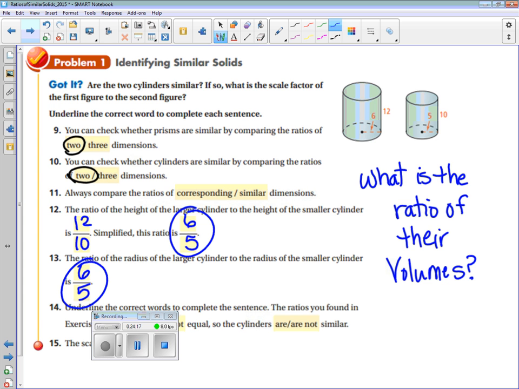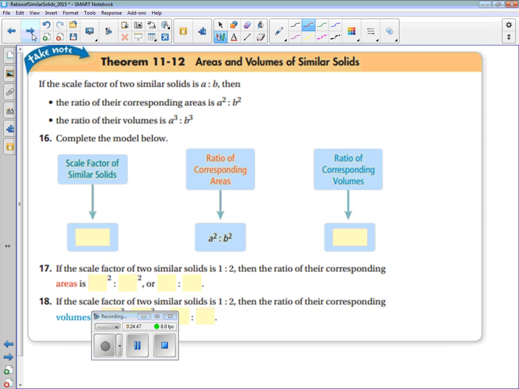These are the scale factors, aren't they? So I have that first ratio. So how do I find the ratio of the volumes? Just cube it, don't I? So isn't it just going to be 6 cubed over 5 cubed? Would you agree with that? And so 6 cubed is 216, and 5 cubed is 125, done. And you would just leave it like that. Okay? All right, good enough.